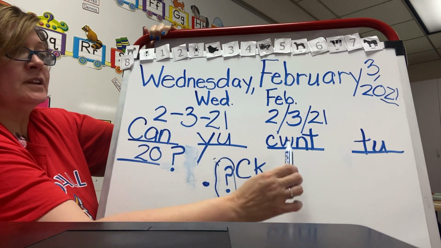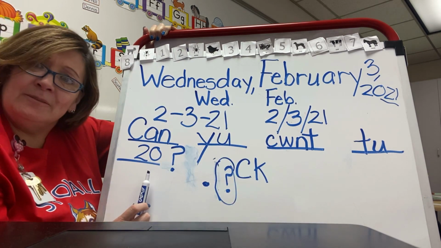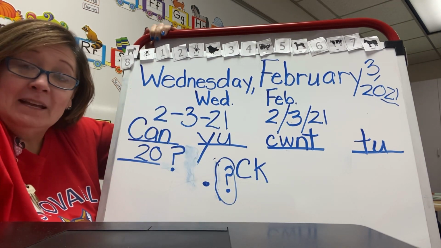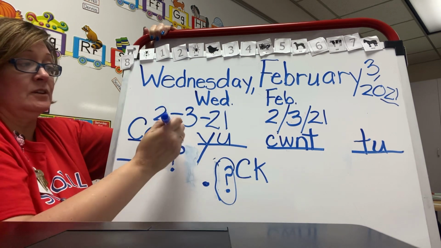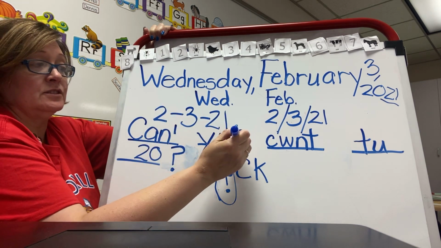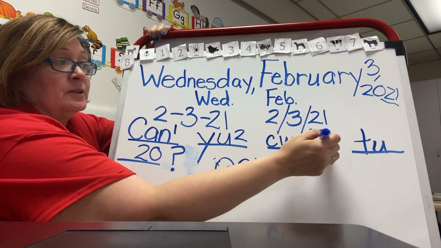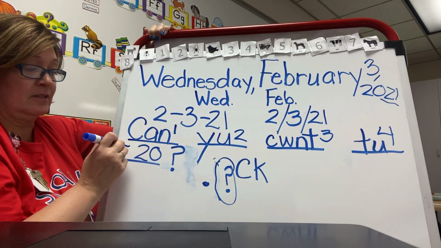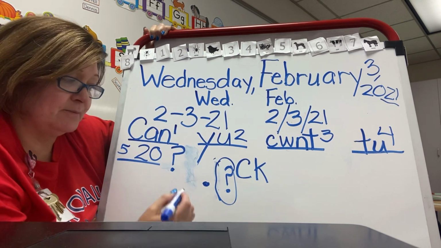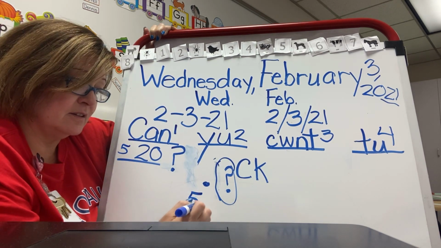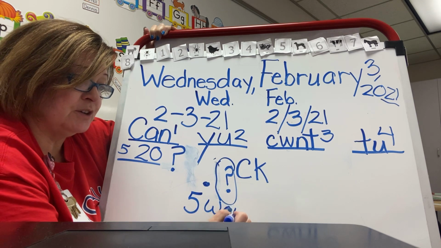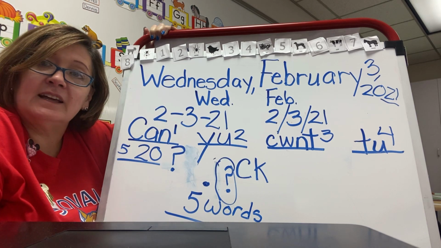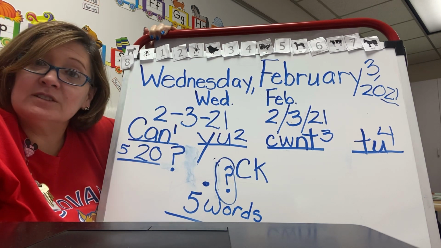Can you count to 20? Can you? I don't know. Let's count the words now. 1, 2, 3, 4, and 5. 5 what? 5 words. Yeah, this sentence has 5 words.